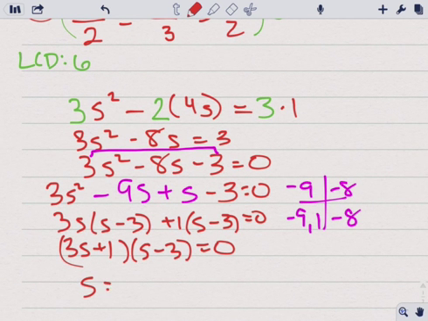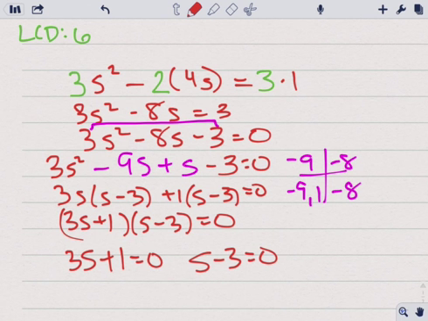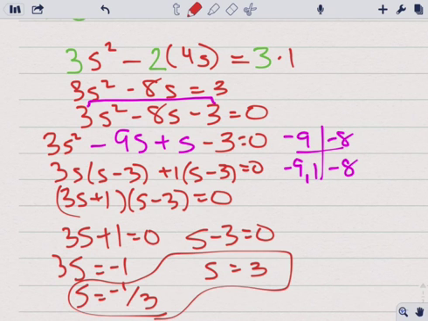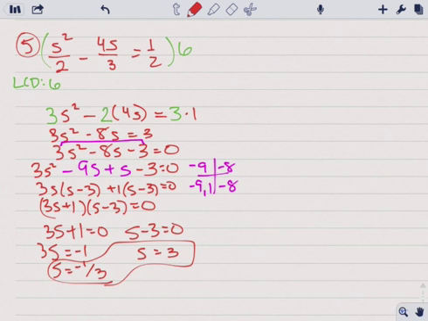So I get 3s plus 1 equals 0, and s minus 3 is equal to 0. So I get 3s equals negative 1, or s is equal to negative 1/3. Get s is equal to 3 here. And so your solutions are there. There's the whole thing from start to finish. Okay, I'll do one more of the same type.